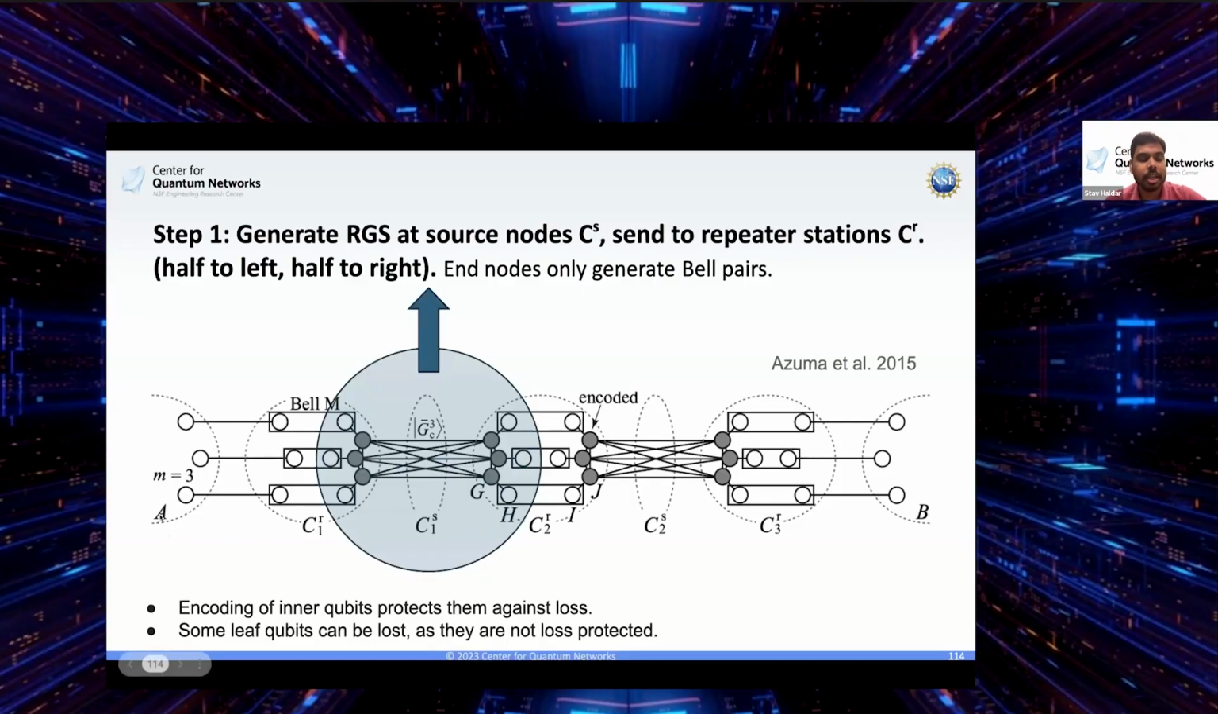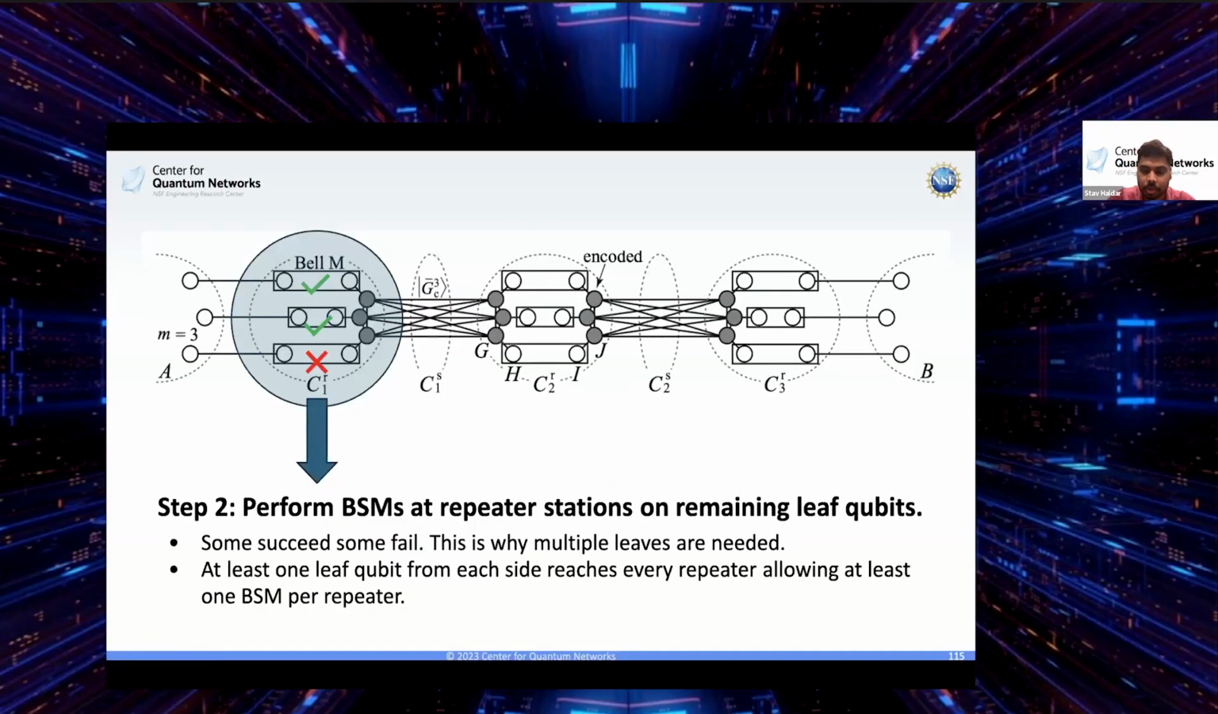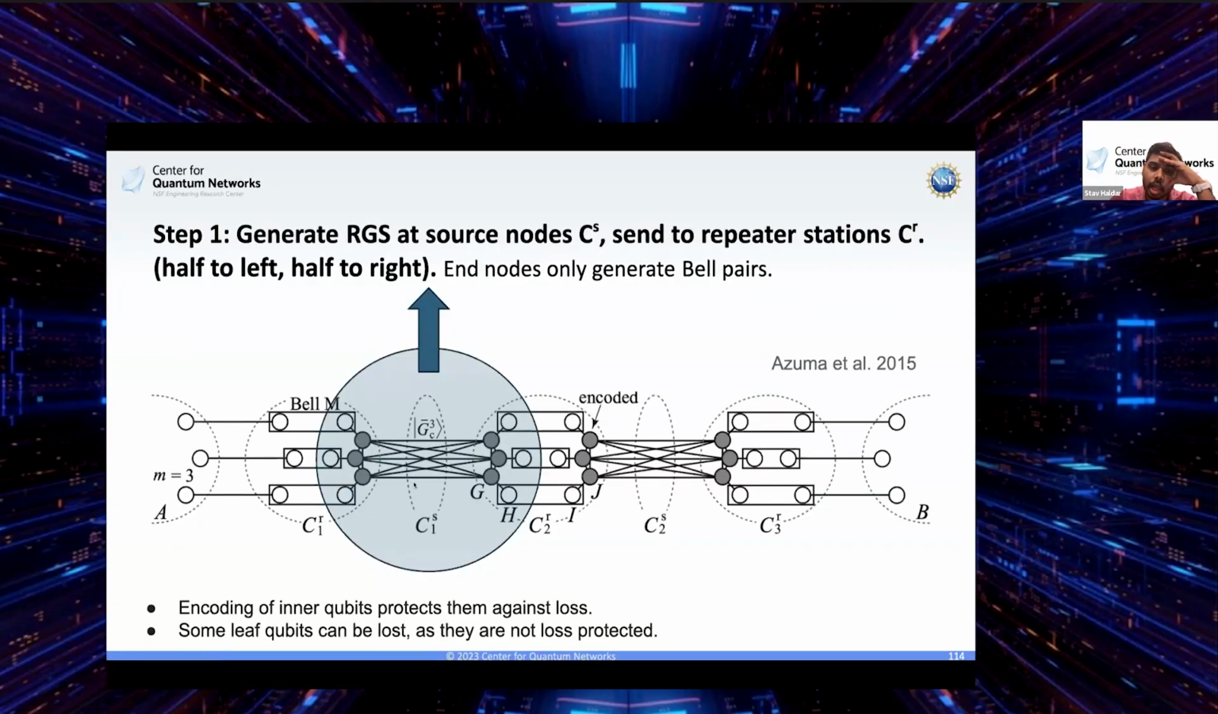So as you see, Alice and Bob, A and B, are the two people who want to share entanglement. You have two kinds of repeaters here, or you could say two kinds of nodes. You have the ones which have S in the superscript. These are the source nodes in some sense. And these are the ones which will generate the graph states, right? So remember, the graph state generation also needs a lot of photons, some two-qubit gates between them, and so on. And we will discuss in detail how that happens also, by the way.